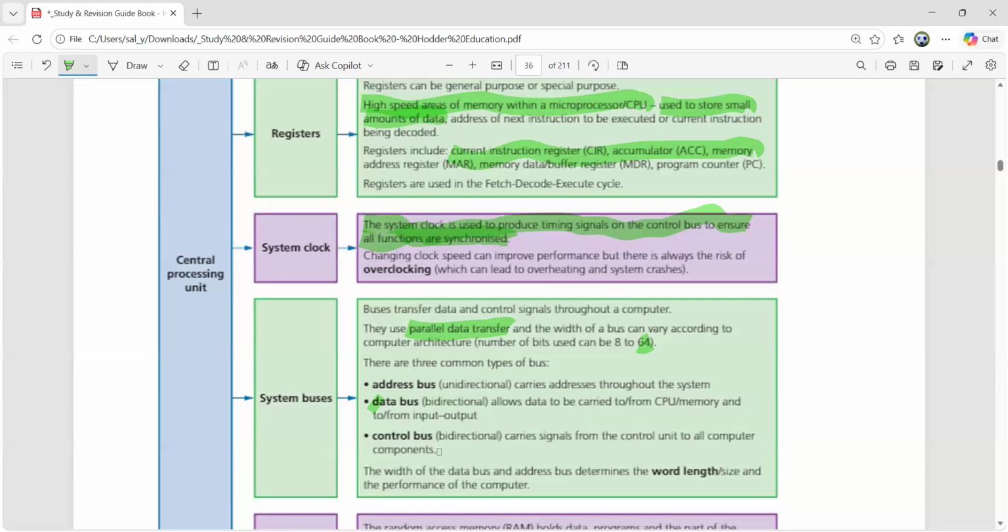And thirdly, the control bus is bidirectional, but its size is limited to 8 bits only. We can increase the bit width of the address bus and the data bus, but the control bus width is 8 bits only. It does not go beyond 8 bits. So it carries signals from the control unit to all the computer components. As you can see, the need of the control bus is to carry the signals throughout the whole computer system. And lastly, the width.